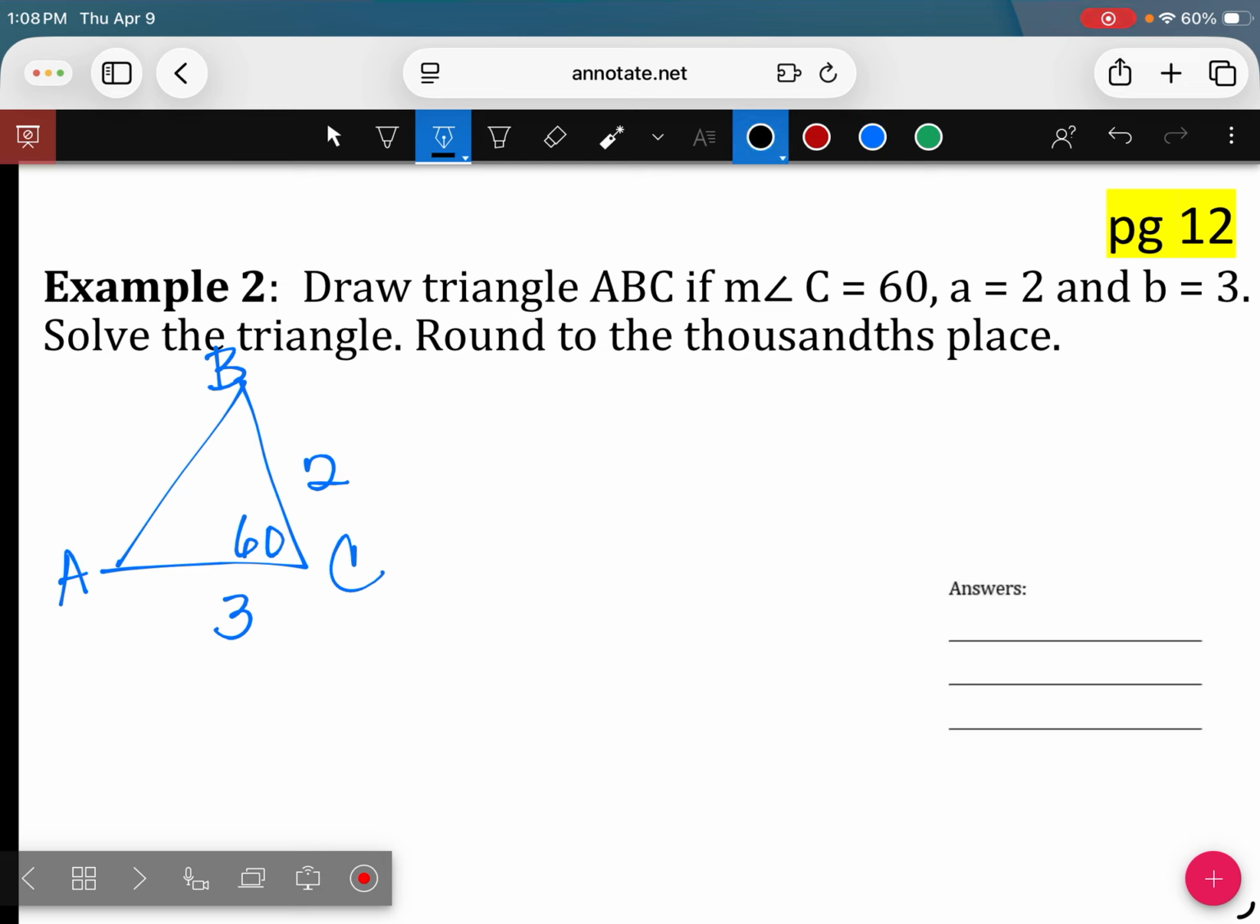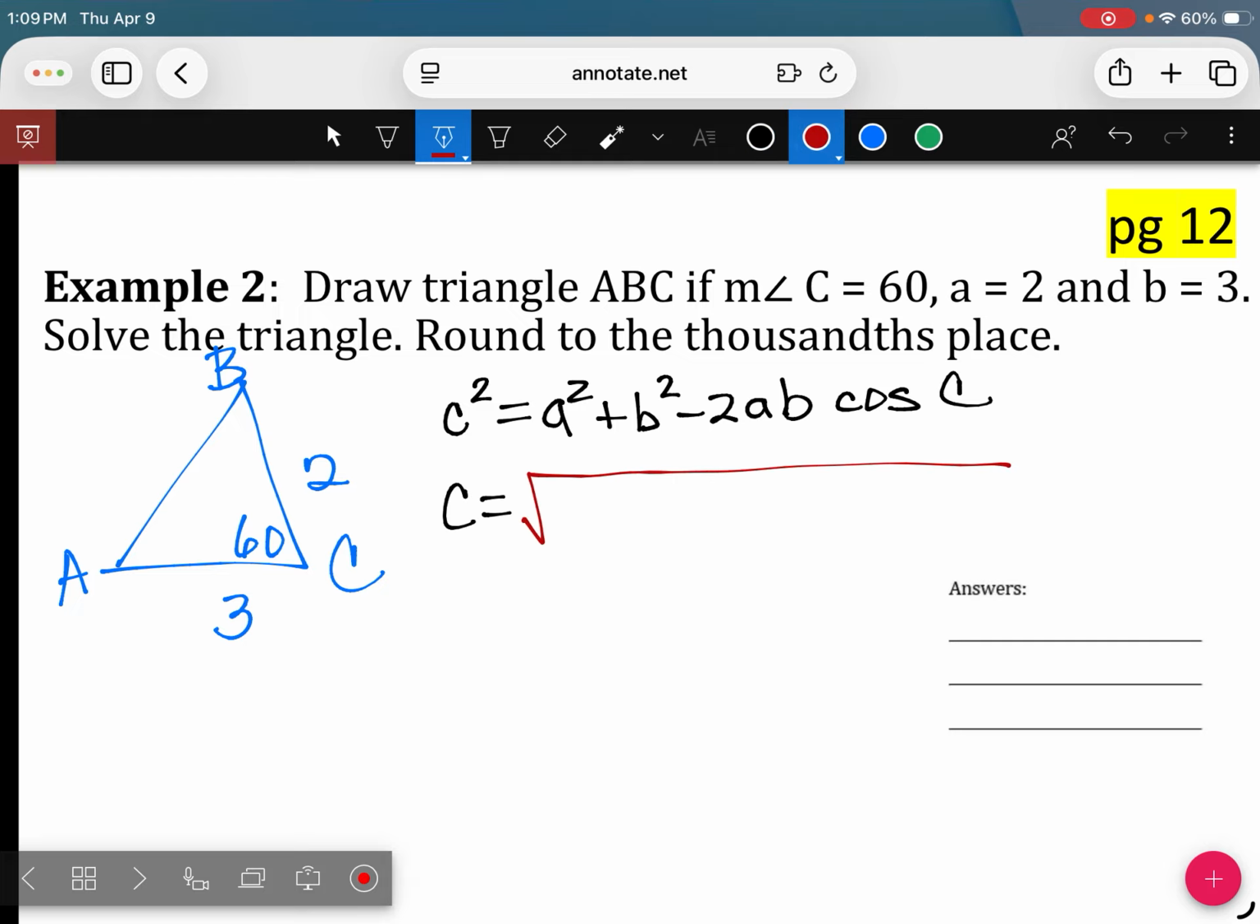So I'm going to write it out. If I'm finding little c, it's going to be c squared equals a squared plus b squared minus 2ab cosine of C. Fortunately for us, anytime we're trying to find a side, we could just type that whole thing in under a square root. So that's what I'm going to do. I'm going to take my little a squared plus little b squared minus 2 times 2 times 3 cosine 60. So we could just type that whole thing in.